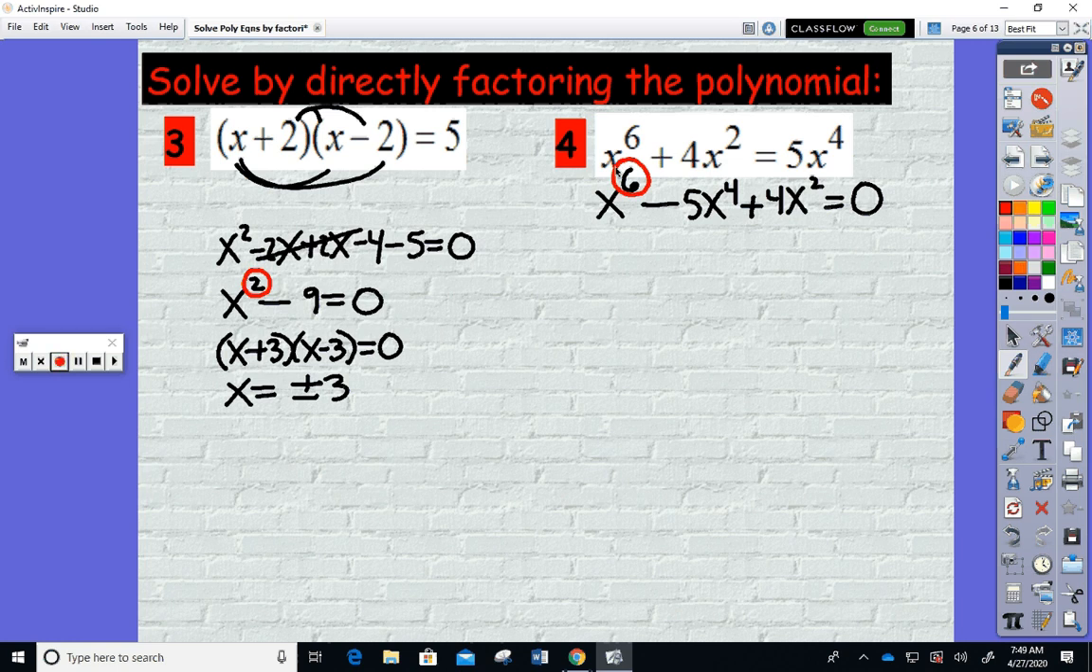Okay, so here we go. First things first, always GCF. And I do see a GCF of x squared.